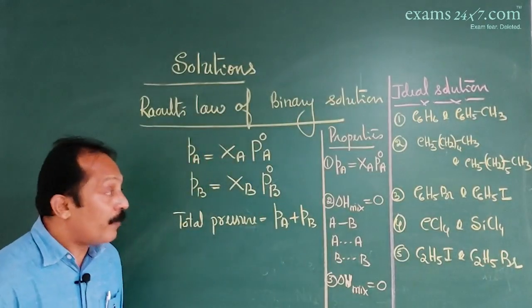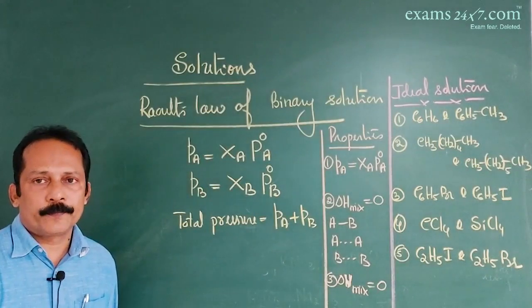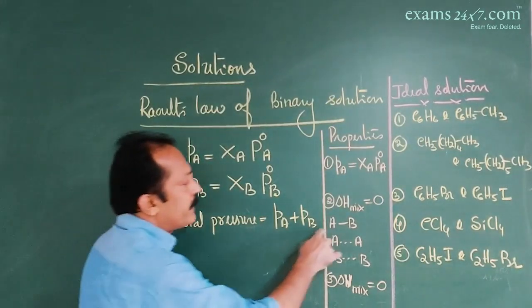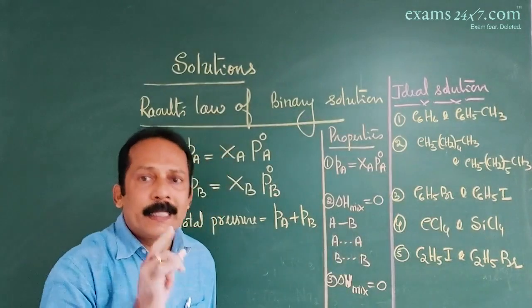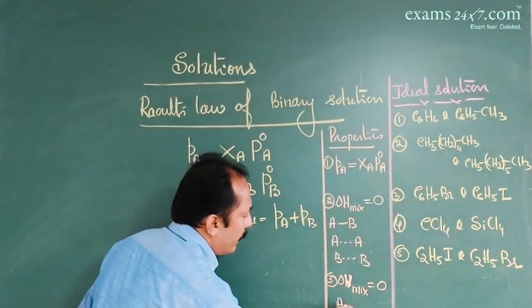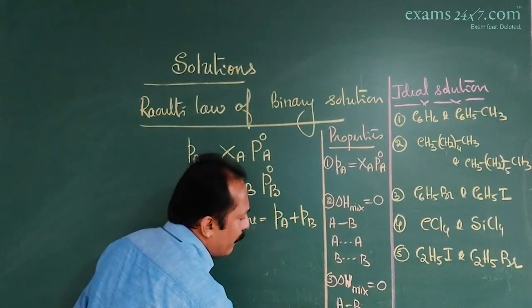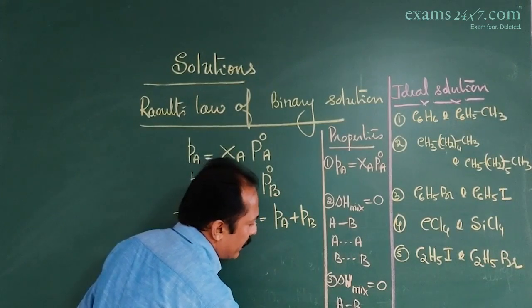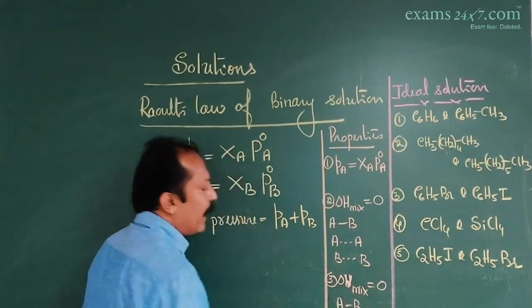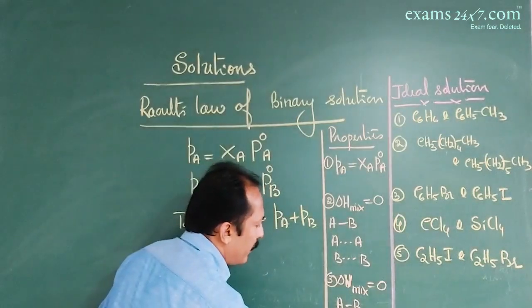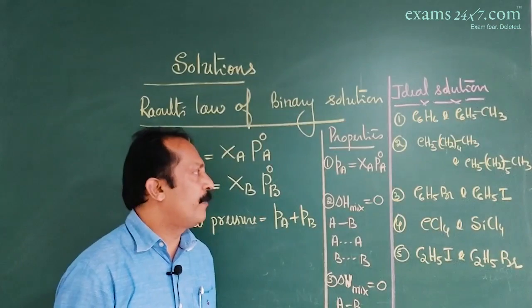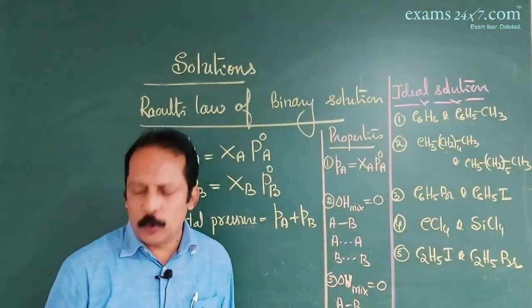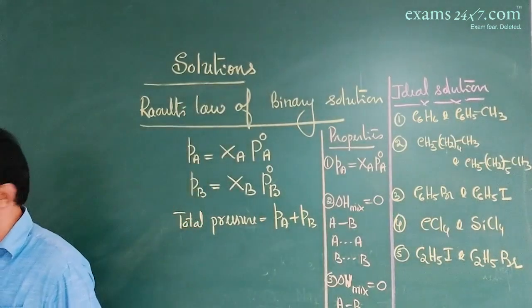And why is delta V mixing zero? Since the interaction between A and B is the same as A and A or B and B, the distance of separation between A and B is the same as the distance of separation between A and A or B and B. Therefore, delta V mixing is zero. Such a solution is called an ideal solution.